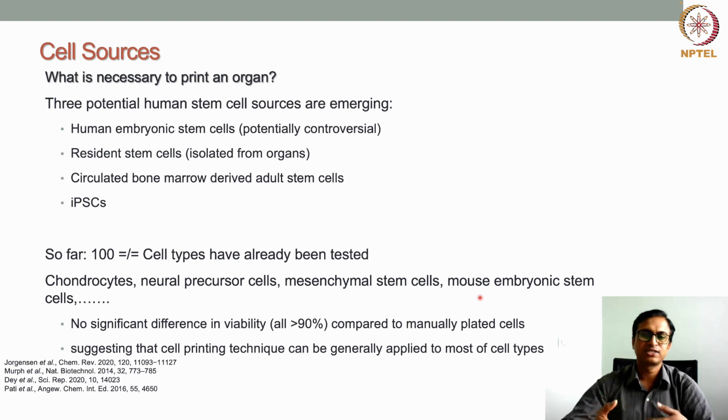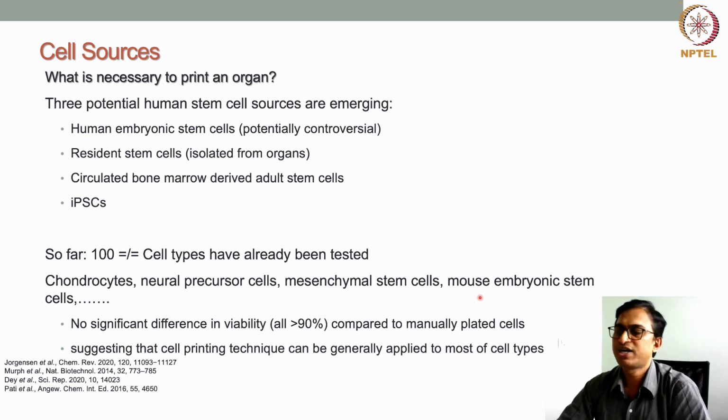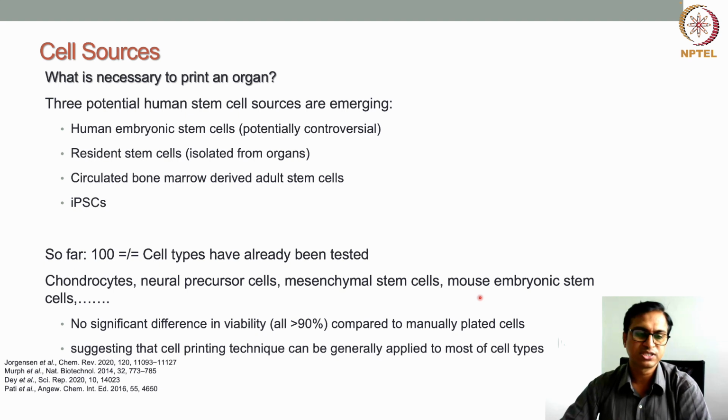In cell culture also, there is a manual process where we typically syringe out the cells and plate them. That process also causes some loss of viability. But when you do bioprinting, the viability is not very different. More than 90% of cells are viable within the bioprinting process. So that suggests that the cell printing technique can be applied to most of the cell types.